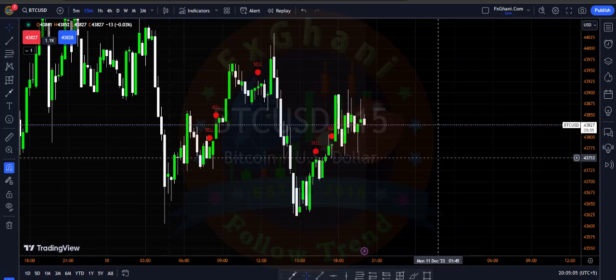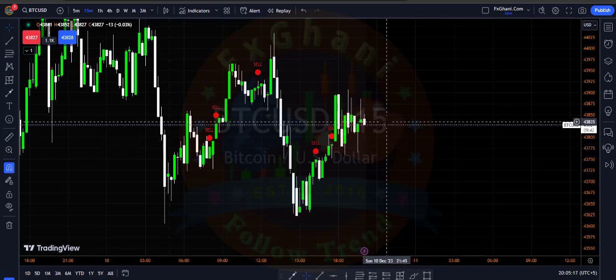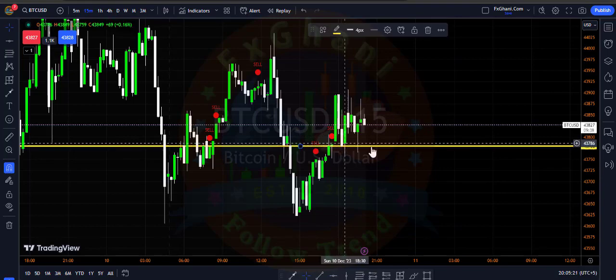So first of all, you can clearly see we have two new signals for sells, okay, but price is above these signals, so it means we can enter a buy trade from this level. Okay, our level is here, so from this level we can enter a buy trade.